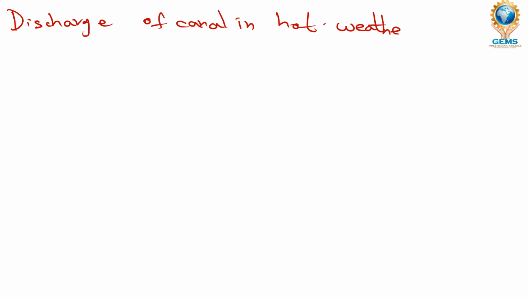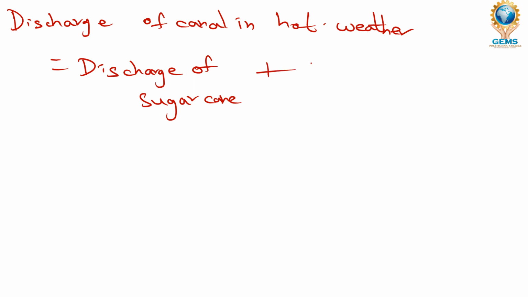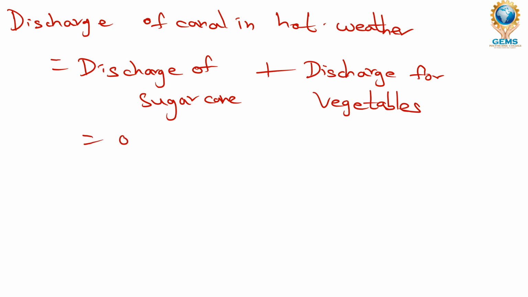This is the discharge of canal in hot weather, which is equal to discharge of sugarcane plus discharge for vegetables, which is for the hot weather season. Which is 0.5 plus 0.5 which is 1.0 qmax. Take the values from the table.